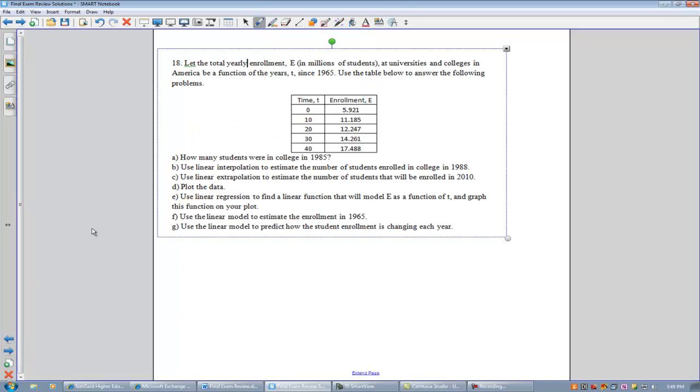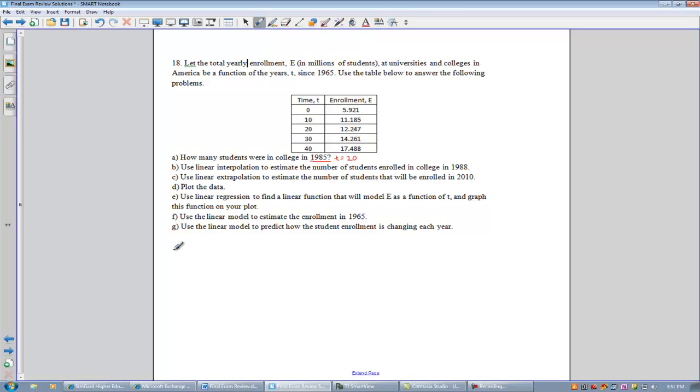Okay, so now we're back to mathematical modeling. So in number 18, it says, let the total yearly enrollment E in millions of students at universities and colleges in America be a function of the years T since 1965. Use the table below to answer the following problems. Okay, so in part A, it asks us how many students were enrolled in college in 1985. And so you have to remember in 1985, this corresponds to T equal what? Well, since it started in 65, 85 is T equals 20.